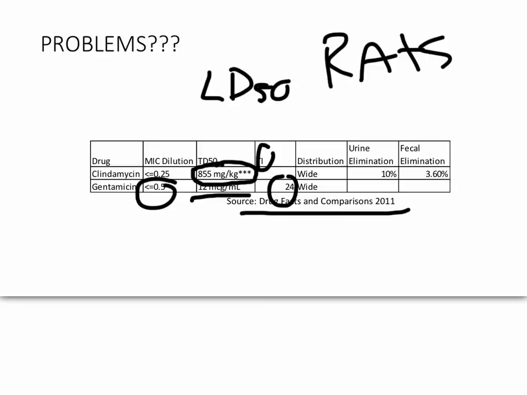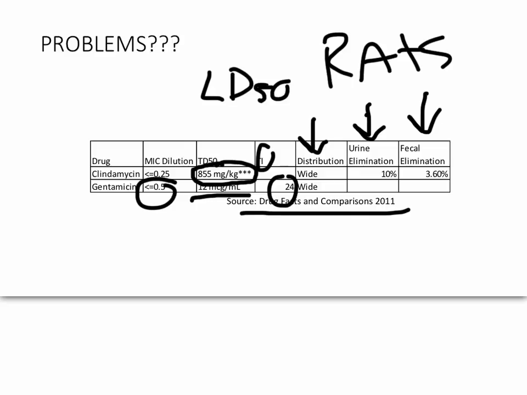Anyhow, a little bit more information. Distribution: it's a wide distribution, goes into all the ECF on both of these. Elimination: I could find elimination information for clindamycin, 10% in the urine, 3.6% fecal. The rest of it is deactivated by enzymes.